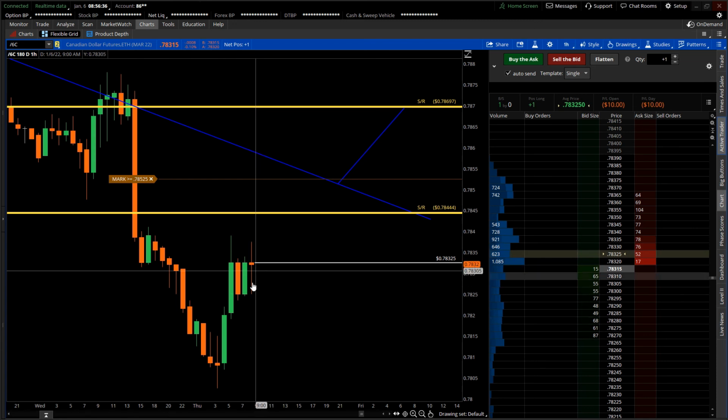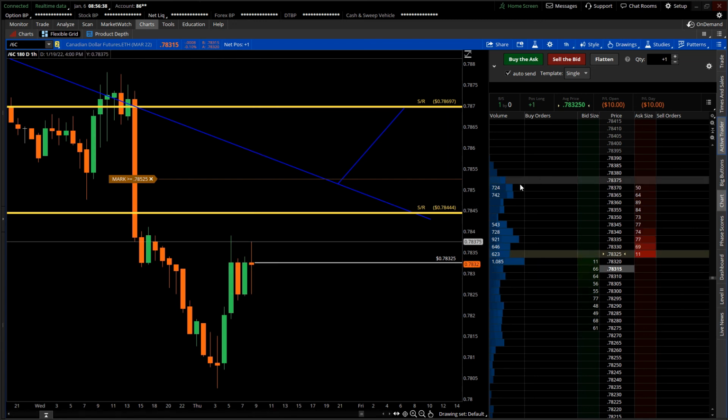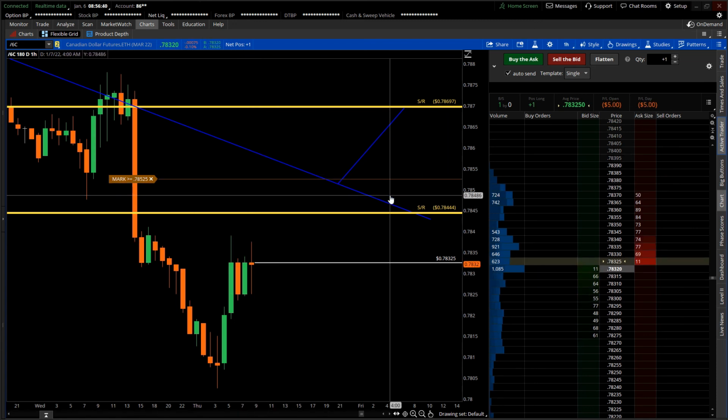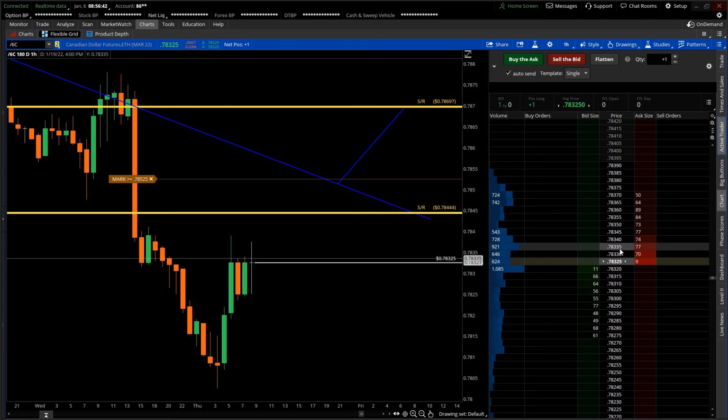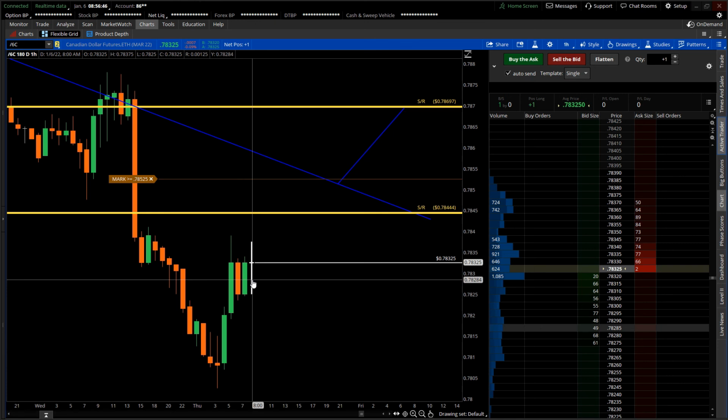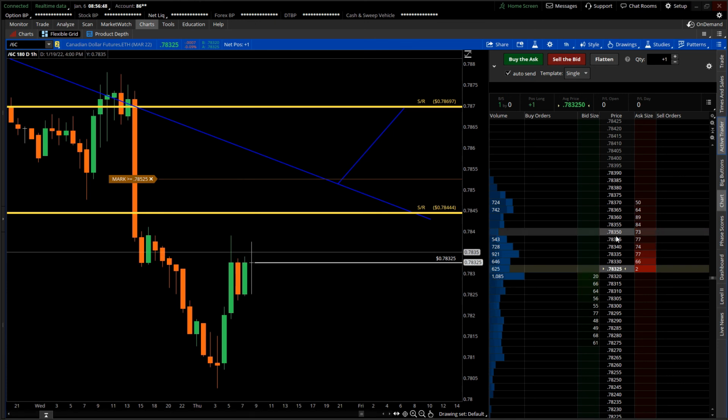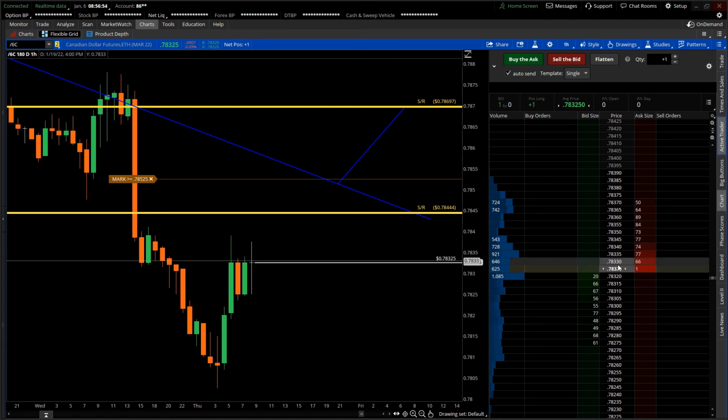So it looks like it's going to range, but because for the Canadian dollar the tick size is 5 points, the tick value is $5. So you can see here that each increment is up or down $5, and each move up or down is equal to $5.